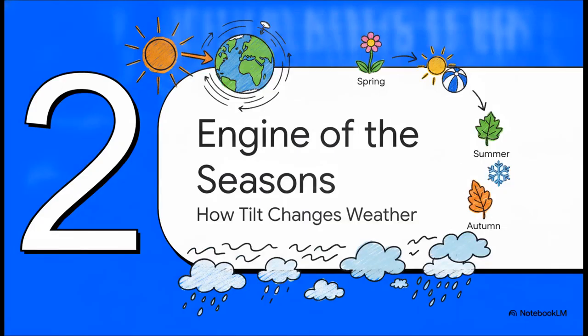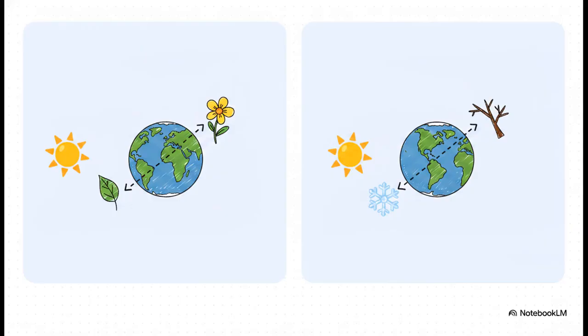Section 2. The engine of the seasons. How tilt changes weather. Because Earth's rotation axis is tilted, our relationship with the sun changes dramatically as we make our yearly orbit. During the northern hemisphere summer, the North Pole tilts directly toward the sun. That geometric lean gives us longer days and much more direct, concentrated sunlight. Fast forward 6 months to the northern hemisphere winter, and that exact same pole is tilting away from the sun, resulting in shorter days and much less direct light.